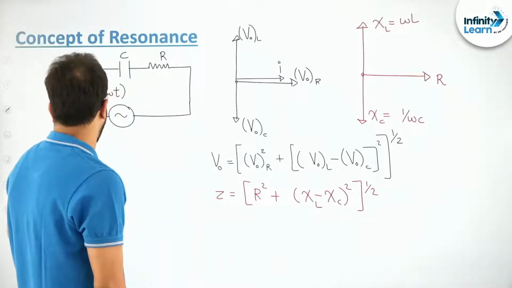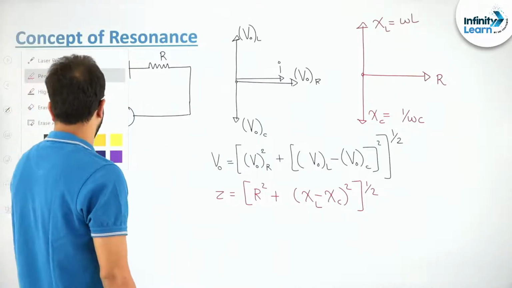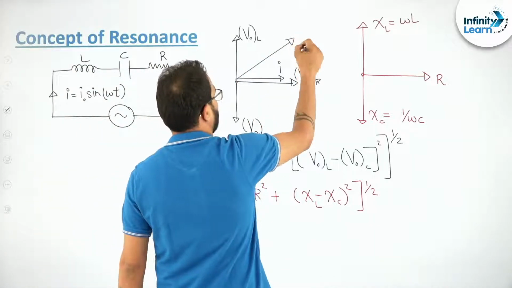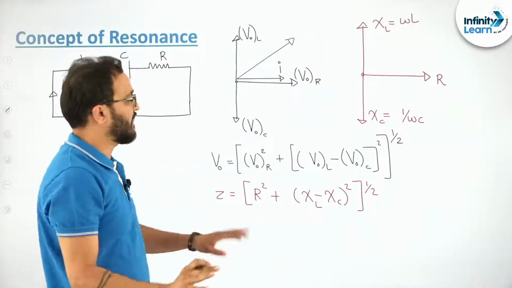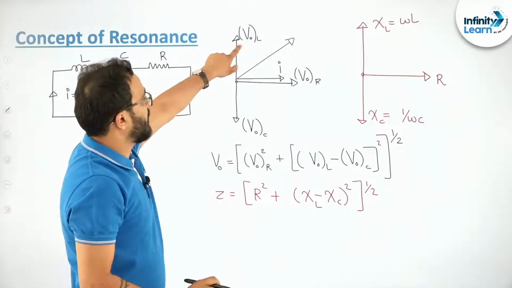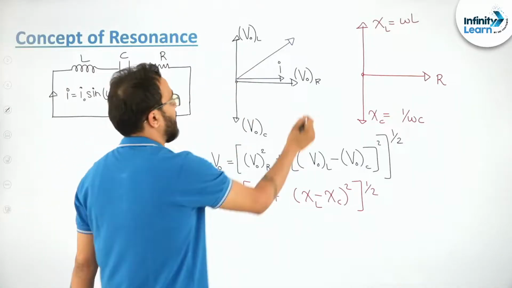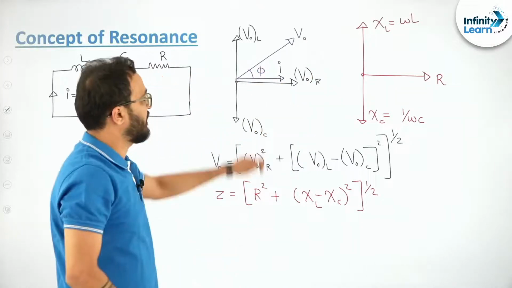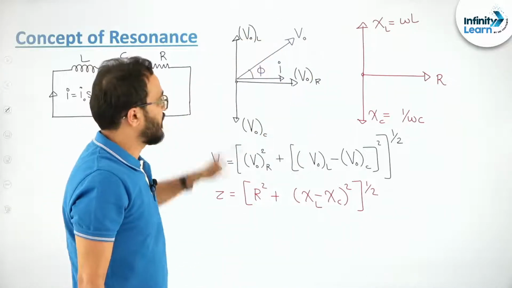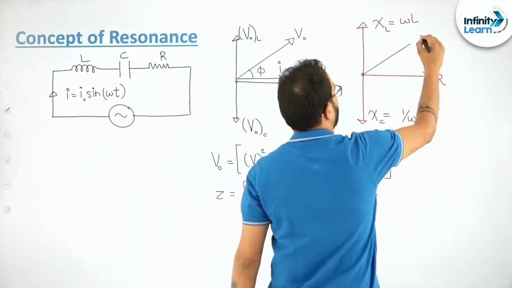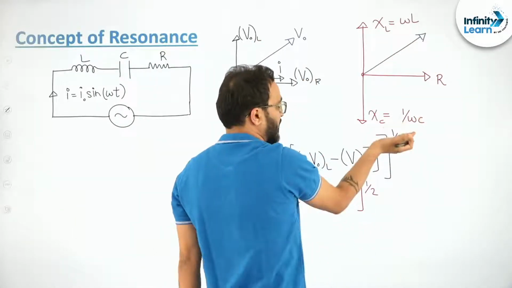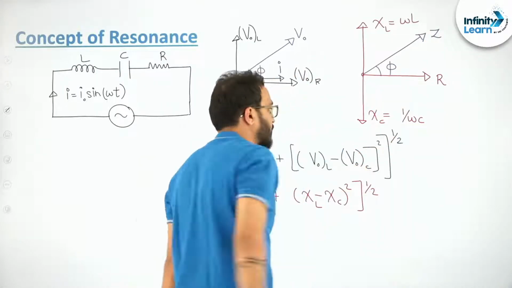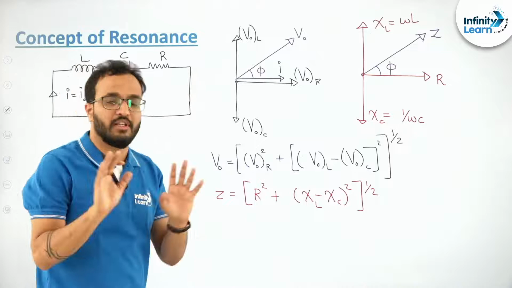And after solving, what used to be the resultant? The resultant used to look like this. Just as an example, suppose V naught L is greater than V naught C, then the resultant would be like this, and this used to be the phase difference between current and overall voltage in the circuit. Similarly, here also we can draw and say, suppose XL is greater than XC, then Z will be here and this angle will be phi. So these are a few things which we have already understood in this chapter.